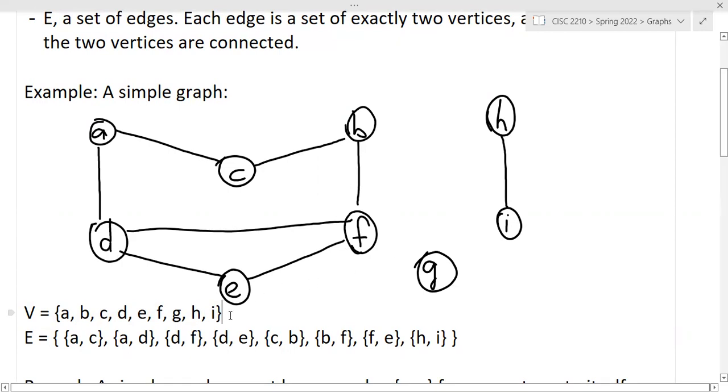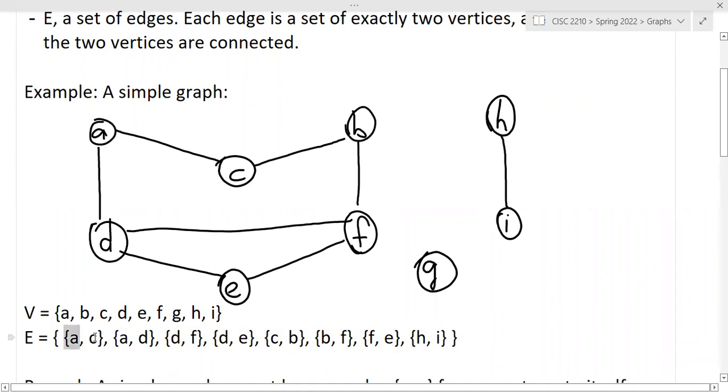And the set of vertices is this. And then the set of edges. So we have an edge between A and C. So we put A comma C as a set like this. So again, E is a set starting here and ending here. And inside that set, there are little sets like A comma C, A comma D, and so on.